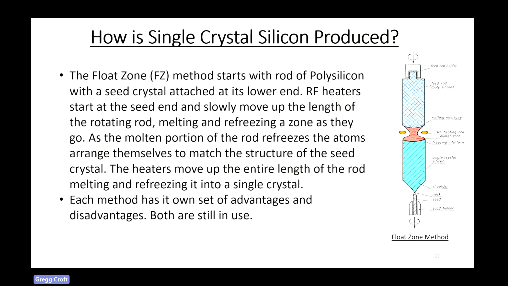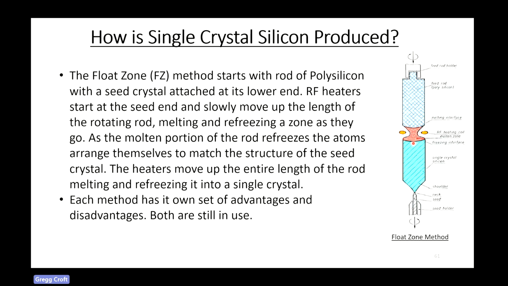So in the float zone technique, you start with a rod of polysilicon, but you still have a seed crystal down at the bottom here. And now you have some RF heaters that start at the lower end of this rod, and they work their way up, melting a zone or molten portion of the rod and refreezing it as it goes up. As this molten portion refreezes, the atoms from the polysilicon realign themselves to match the crystal, and you end up with single crystal silicon down below.